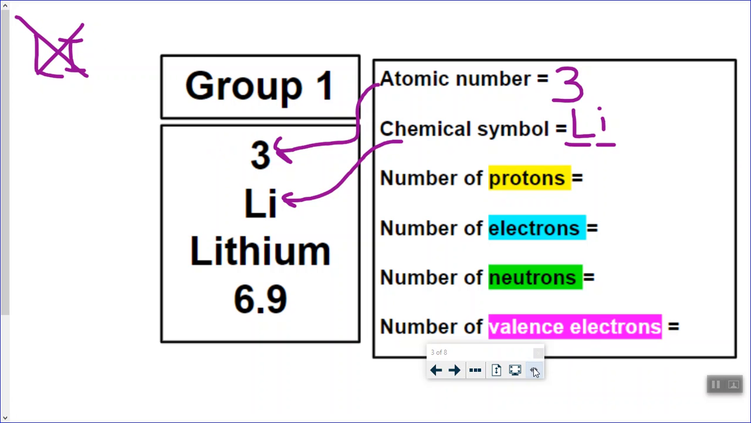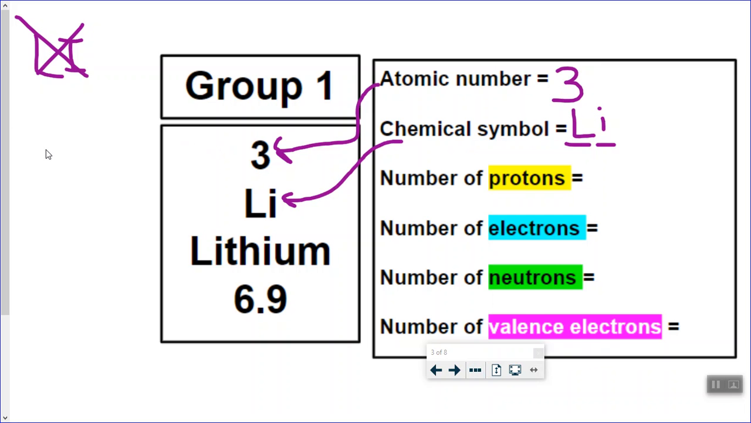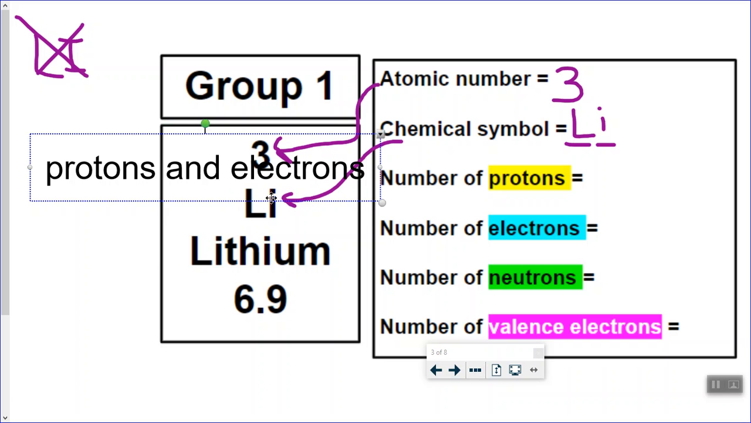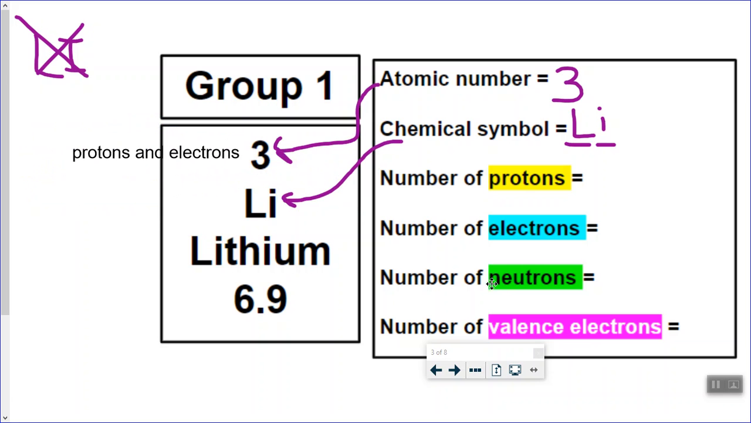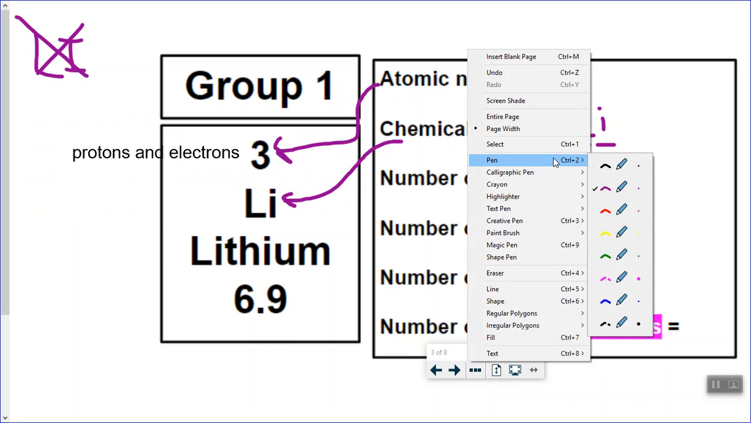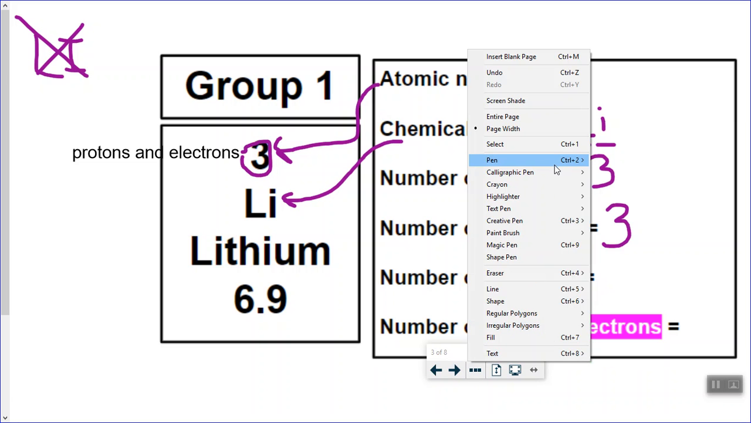Number of protons. Remember, the atomic number tells you the number of protons and electrons. So it has 3 protons and 3 electrons. All right, now let's do neutrons.